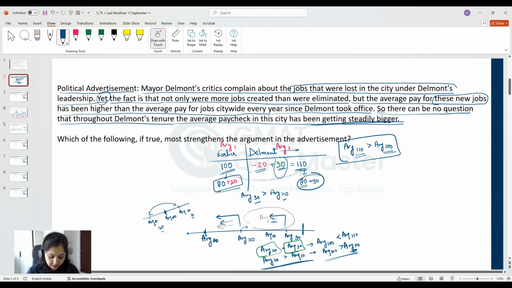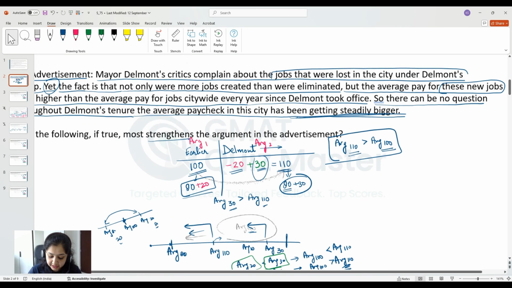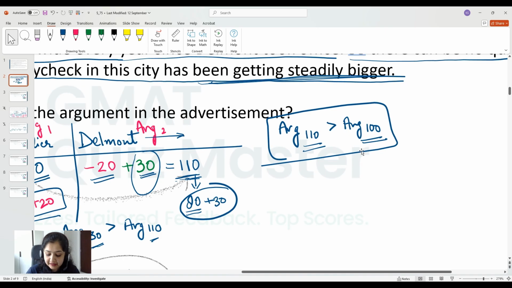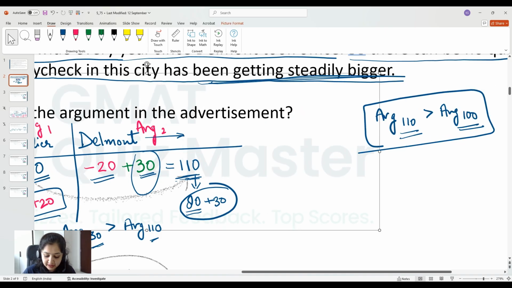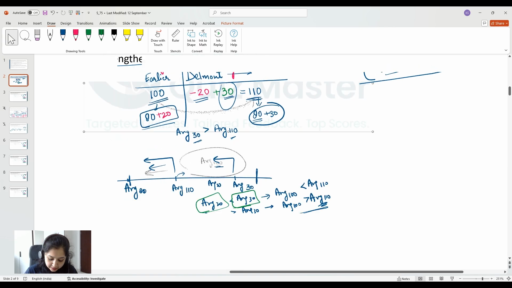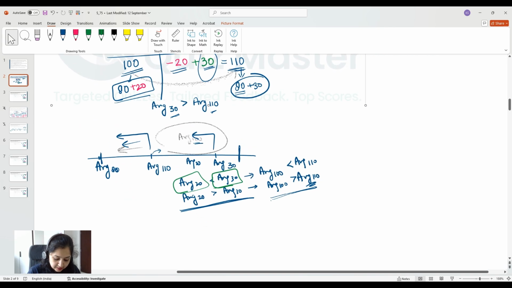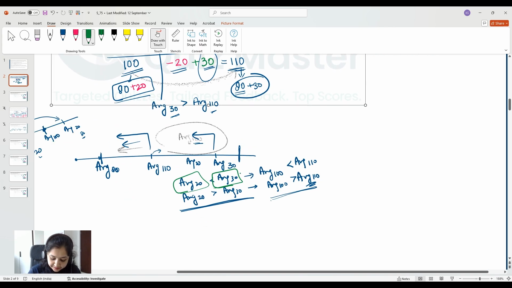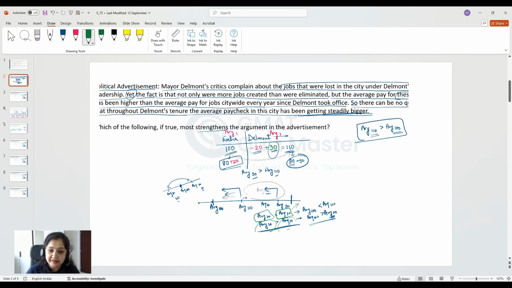With this, now the question stem asks us to strengthen the argument, which means that we have to strengthen this conclusion that average of 110 is greater than average of 100, which means that we are looking for these situations in which the average of the new jobs is greater than average of jobs lost, and we are trying to eliminate the scenarios in which the average of jobs lost is greater than the average of new jobs created. So with this understanding, let's move to answer choice analysis.